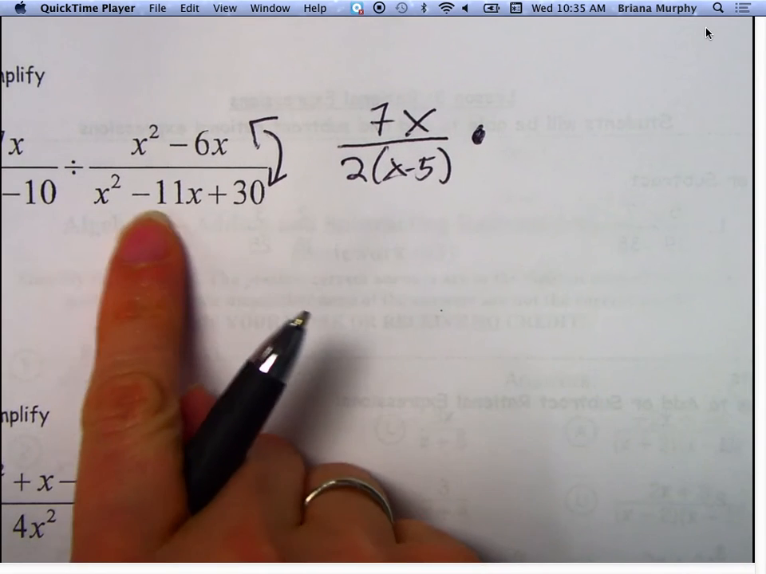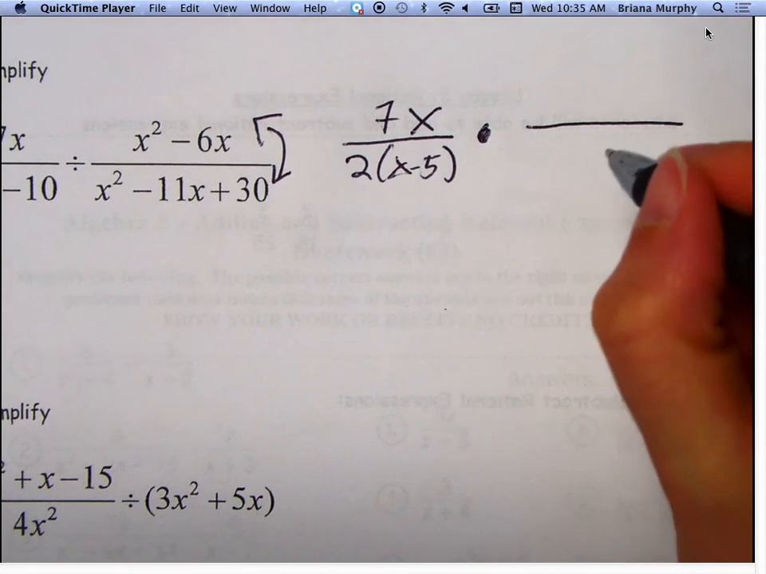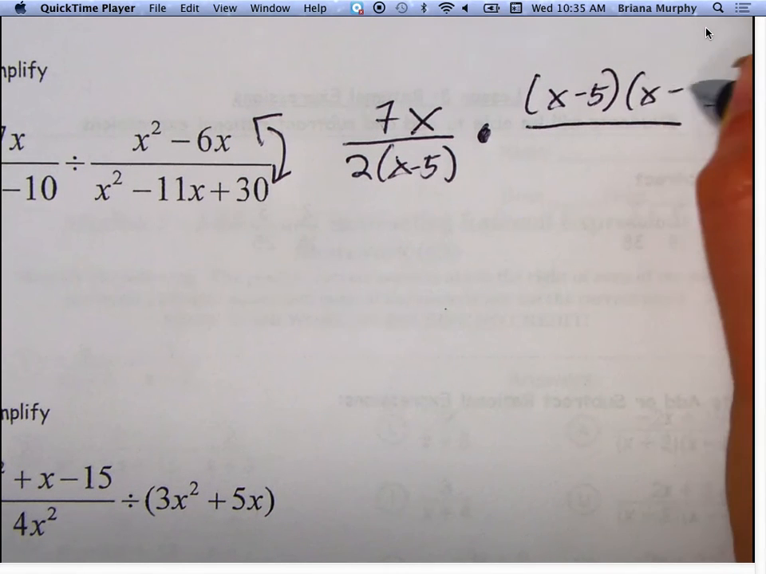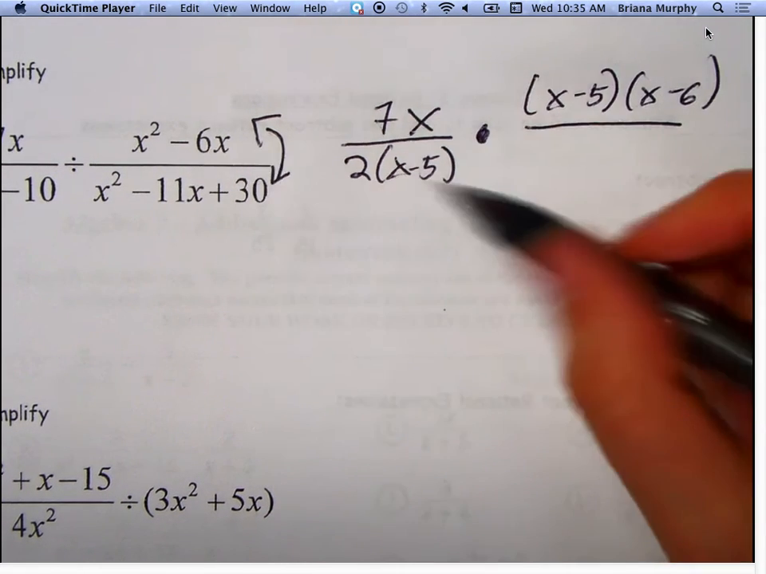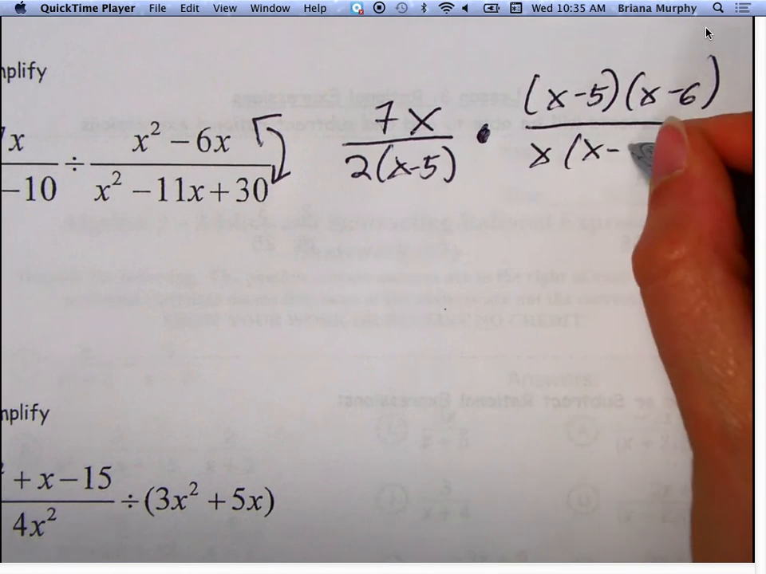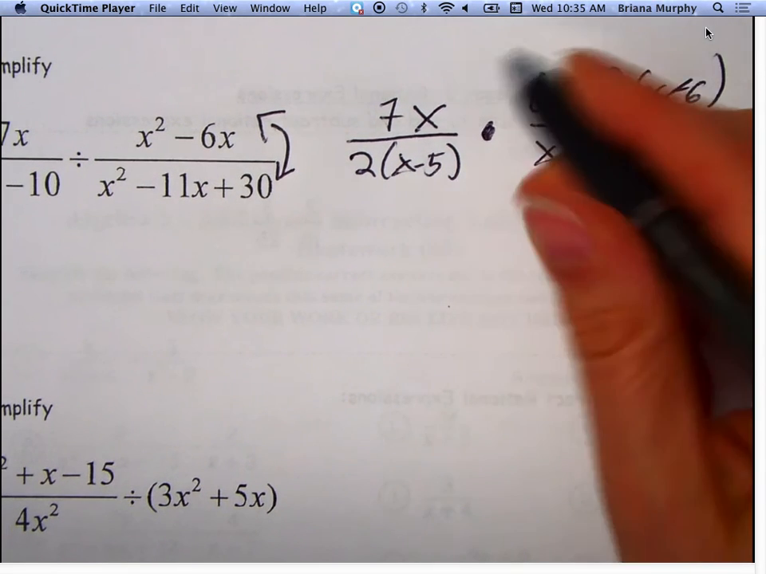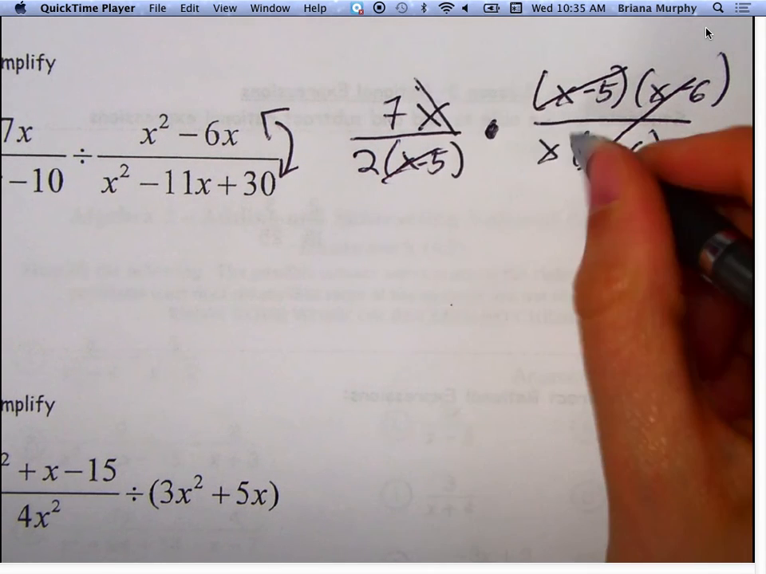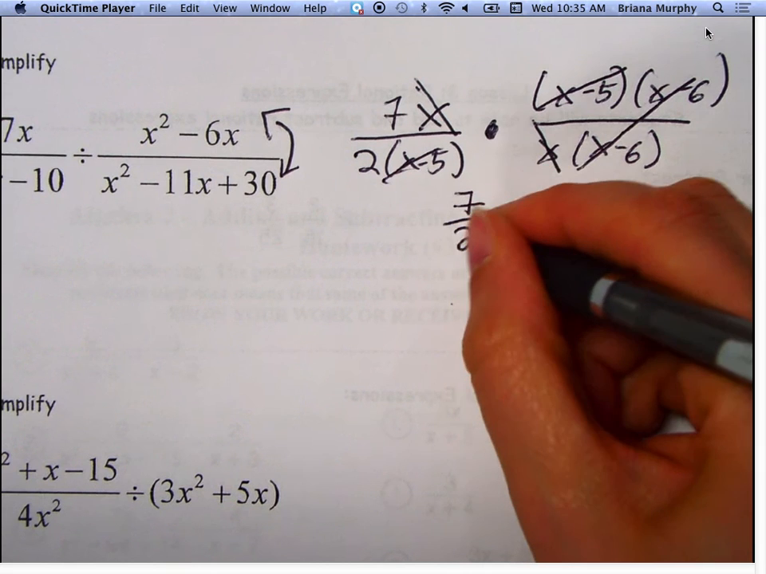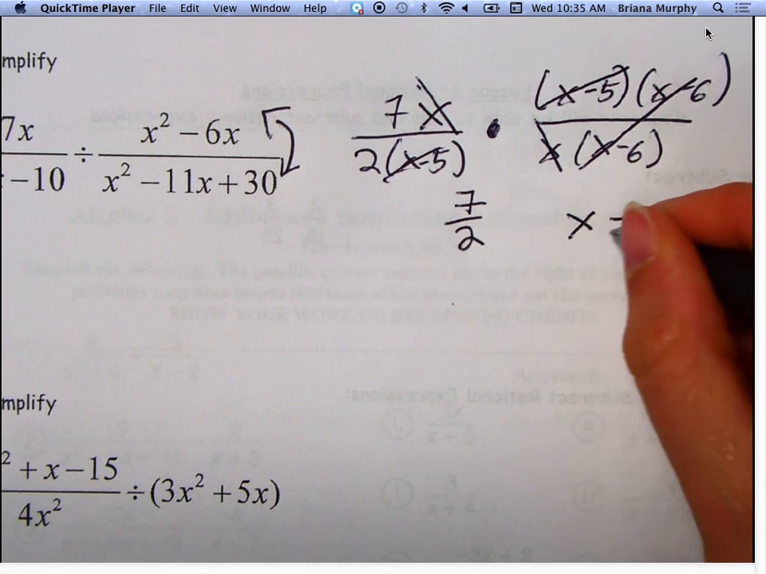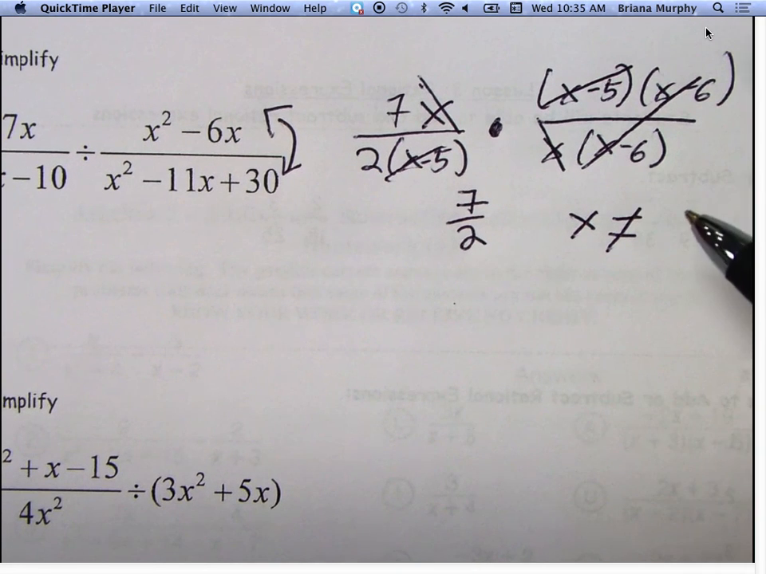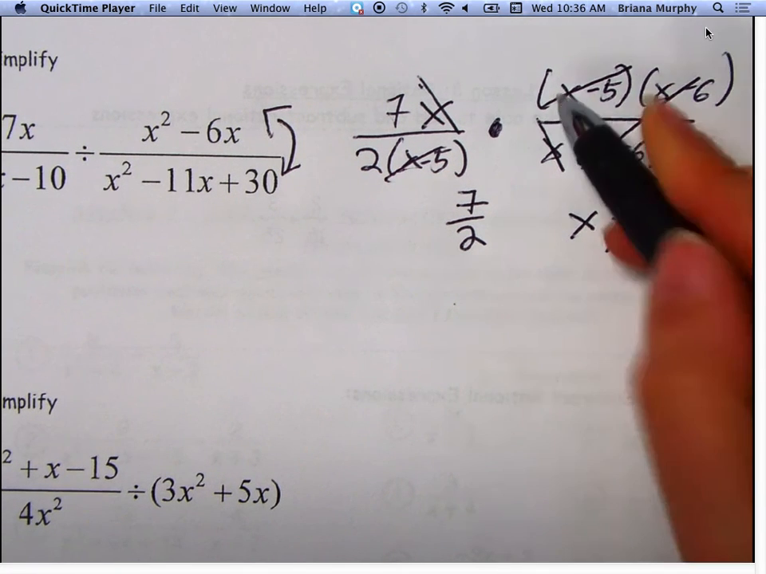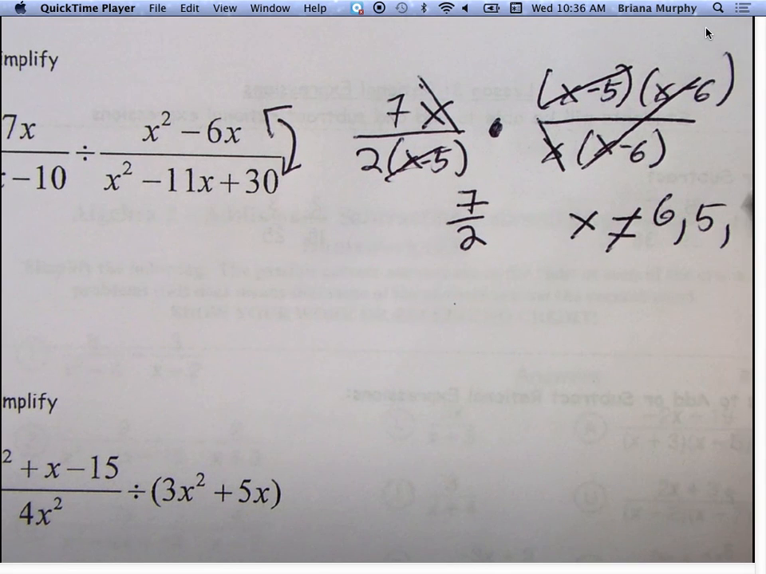So what is x squared minus 11x plus 30 factored out to be? X minus 5 and x minus 6. And the bottom, we can take out an x, so we're left with x times x minus 6. Cancel these, cancel these. So we're left, and we can cancel the x's. So we're just left with 7 over 2. What can x not be, guys? Yep. 6, 5, and one other. That x is all by itself, so it can't be 0.